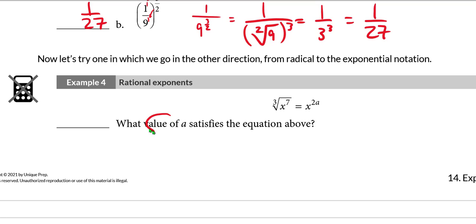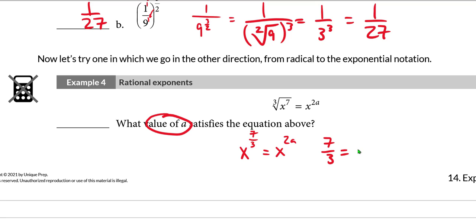What value of A satisfies the equation above? So what I am going to do here is take the term on the left-hand side of the equal sign, and make that term into an exponential term. So the 7, remember that power, that exponent, is the numerator of my rational exponent, and the 3, the index or root, is the denominator. So on the left side of this equation, I now have x to the 7/3. On the right side, I still have x to the 2a. As I mentioned before, when we have same base, different exponents, we can just drop the base and set the exponents equal to each other.